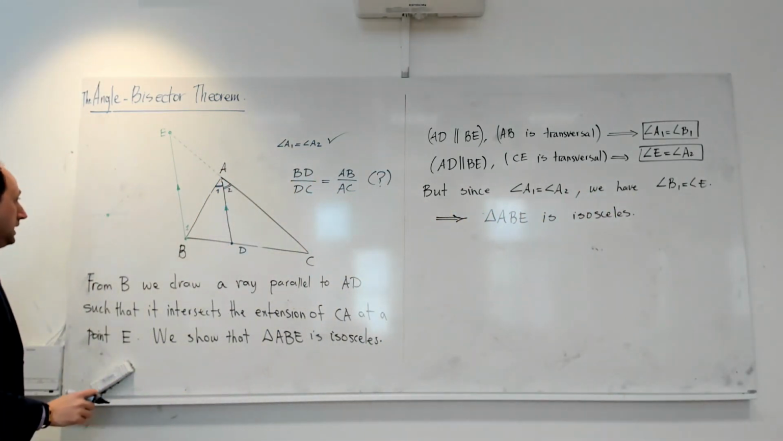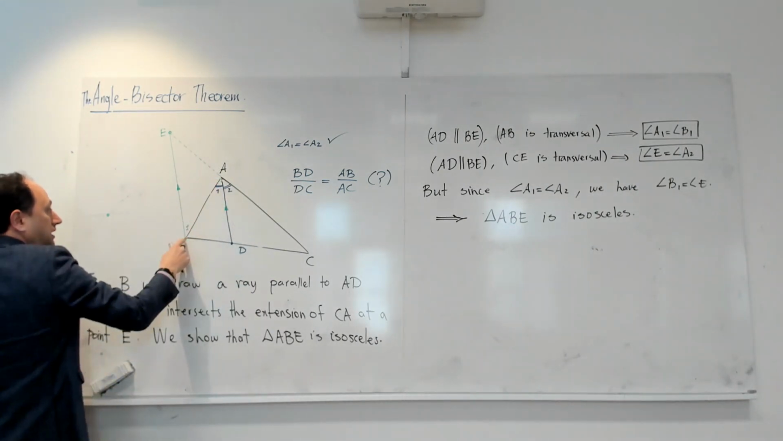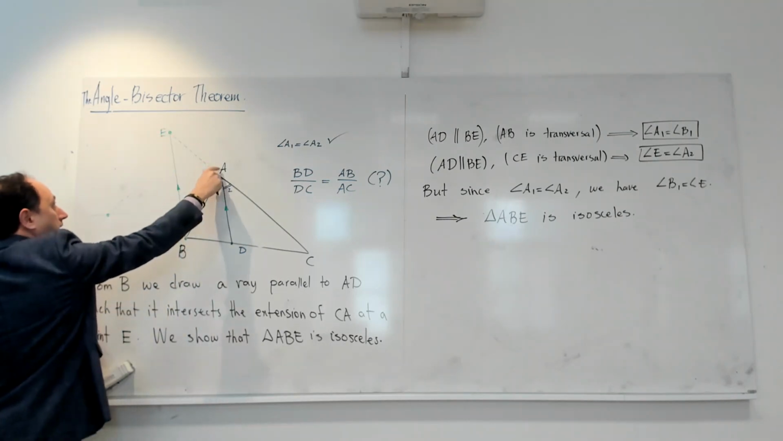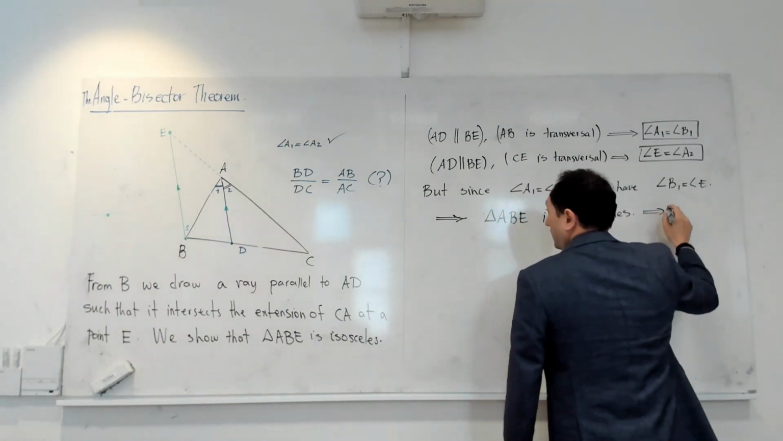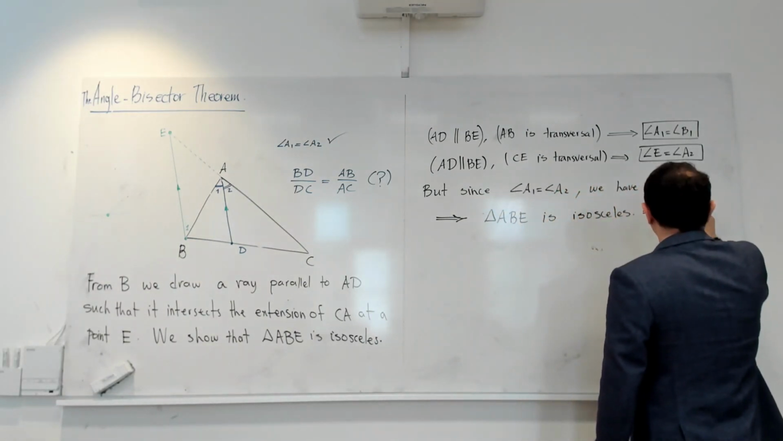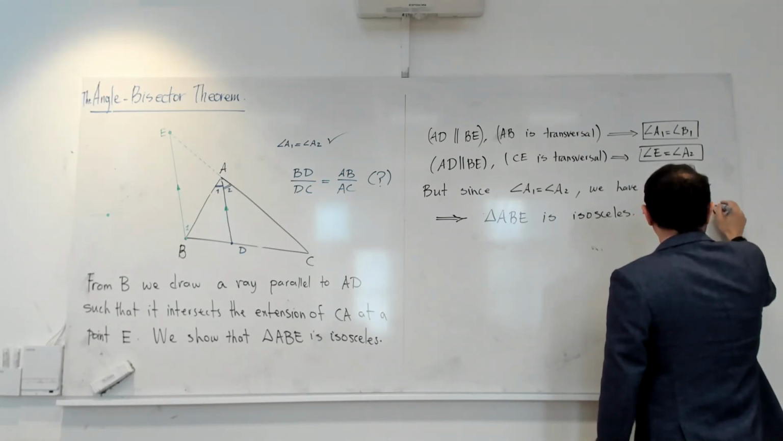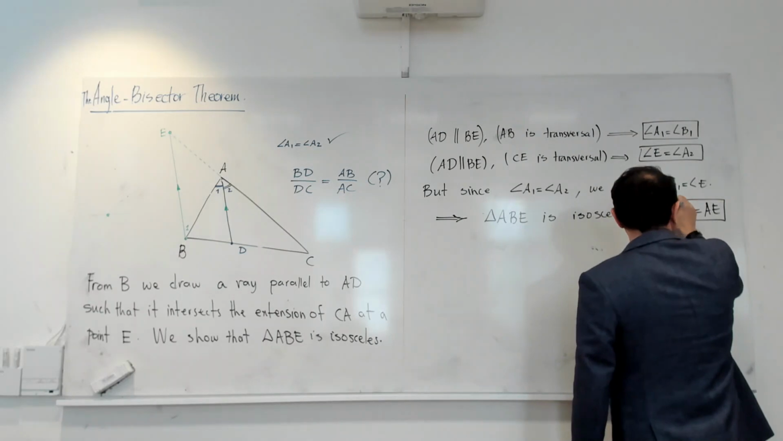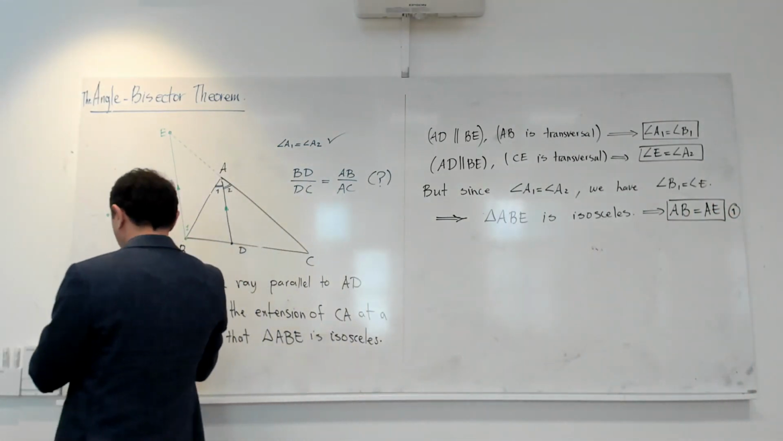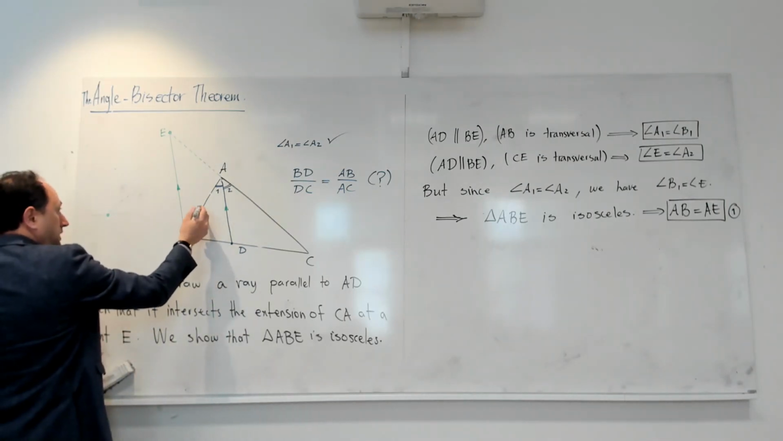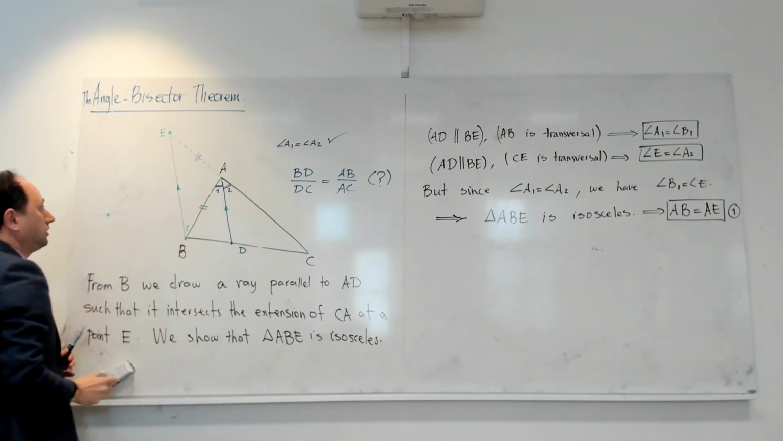So when it is isosceles, it means that the length of AB and the length of AE are the same. This means that AB is equal to AE. Okay, so that is something we need. So let me call it number 1. So now we understood that. Before we didn't know, but now we know that this length and that length are equal.